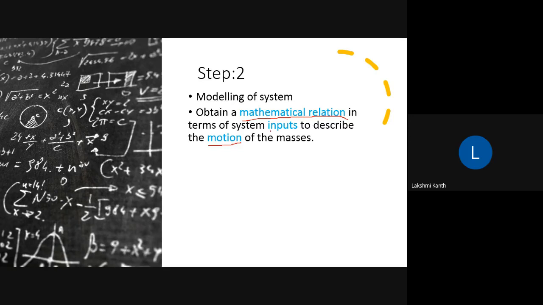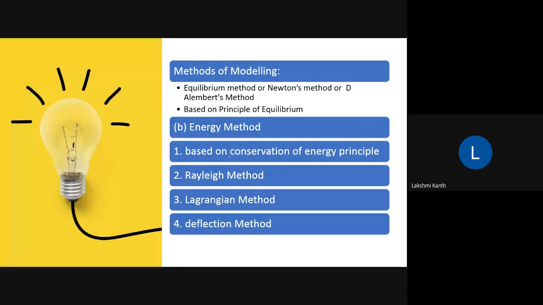Okay, first you identify what are the system inputs and how to connect these system inputs to the system, and with the help of that, how to develop a mathematical relation. That technique we treat as modeling. And finally, that equation must give some responses, in the sense it describes the motion of the masses. Okay, we will see one by one the various methods. So these are the methods. Students, please make a note. These are the methods of modeling.